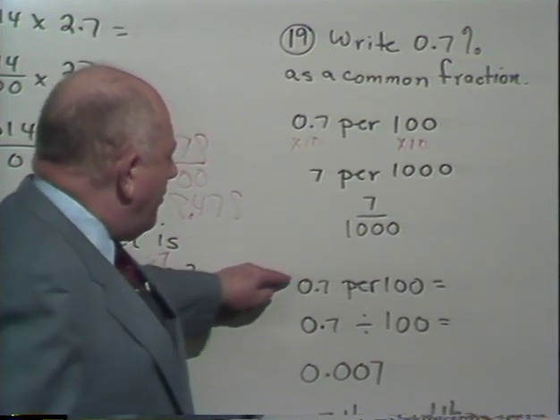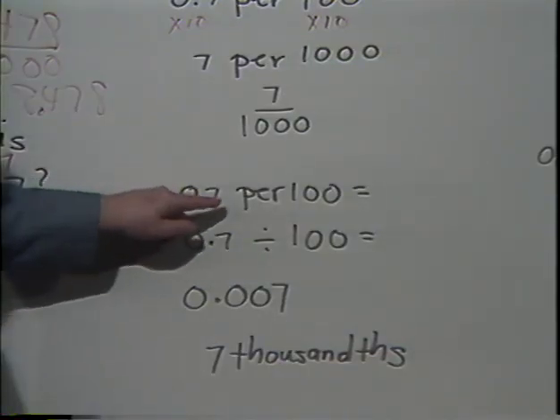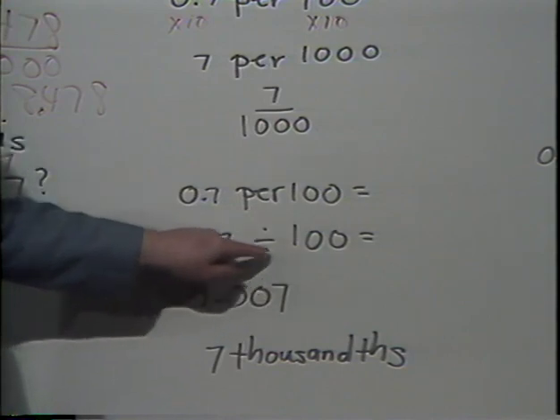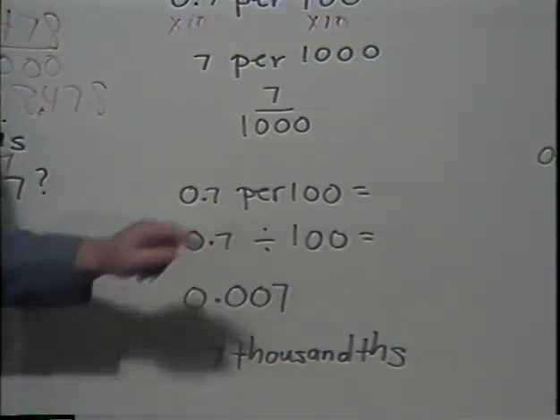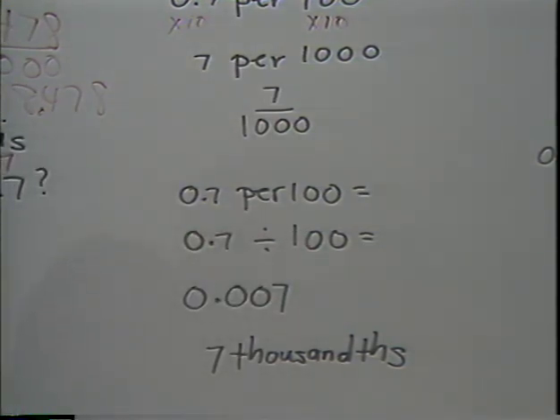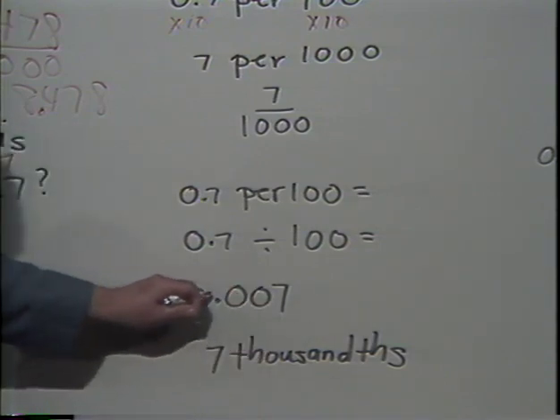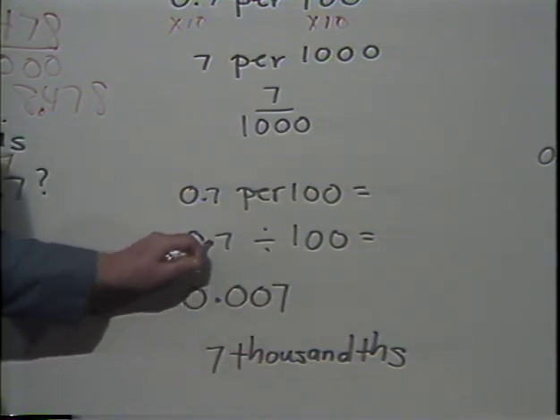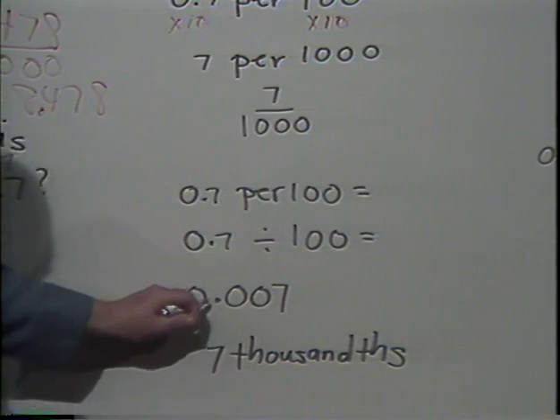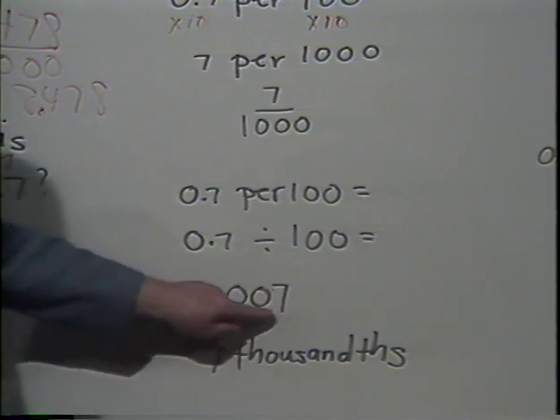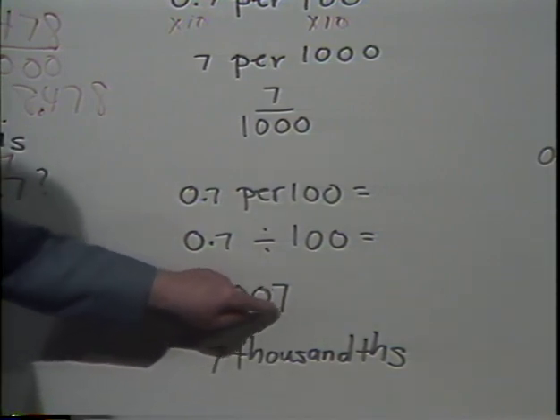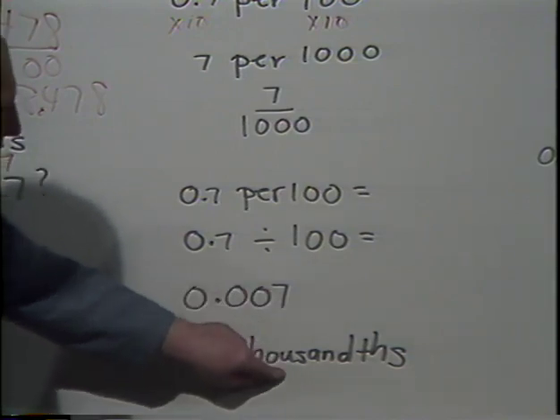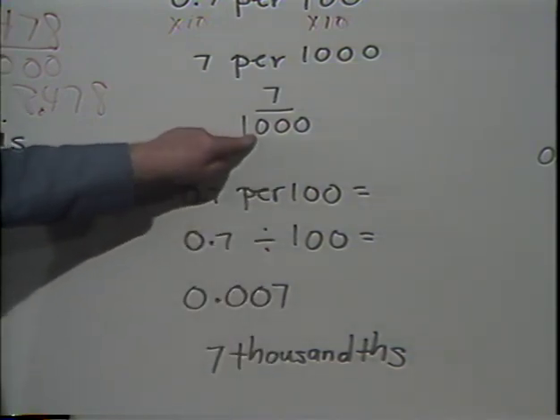Now, what if I wanted to do this using decimals? See, percent still means per 100. Per 100 still means divide by 100. How do you divide by 100 using decimals? You just move the decimal point 2 places to the left. So that means I have to put in 2 more zeros here. How do I then read this number? It's 7 tenths, hundredths, thousandths, 7 thousandths. That's the same answer I had over here.